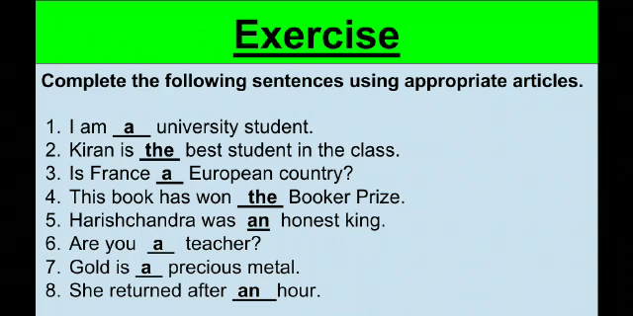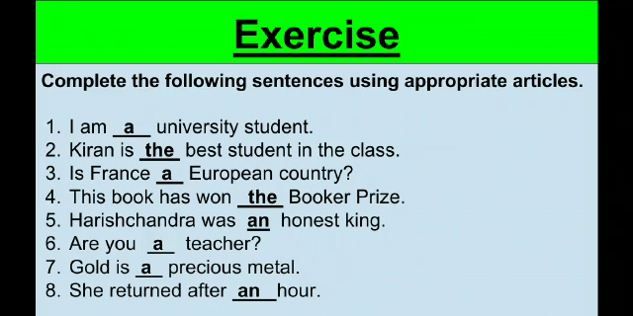The second sentence: Kiran is dash the best student in the class. This is the case of superlative degree: good, better, best. In case of superlative degree, we have to use "the". That's why we have used "the" here. Kiran is the best student in the class.